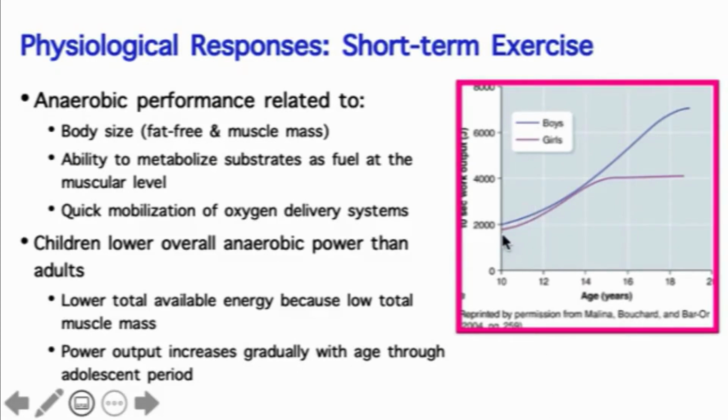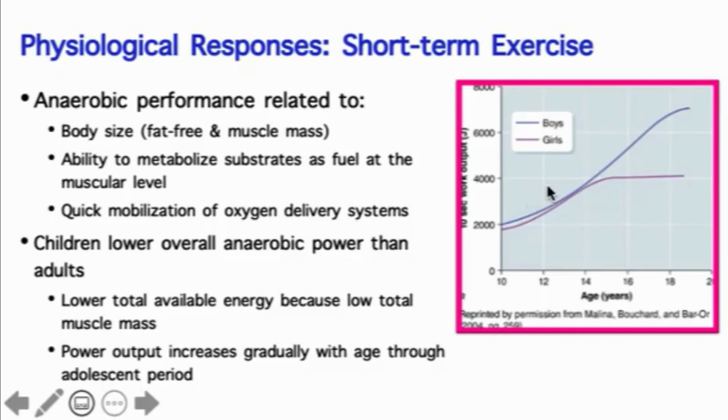And you'll notice boys have the blue line, girls have this purple line. We can see that age is on our x-axis, and our 10-second work output, or our anaerobic performance, is on our y-axis. So it's a typical developmental trajectory type graph. And we can see that both genders pretty much increase up until this adolescent period, which is around 14. Typically, girls or females are going to have a plateau in power output around age 15 or 16, which we can see by this flattened curve.